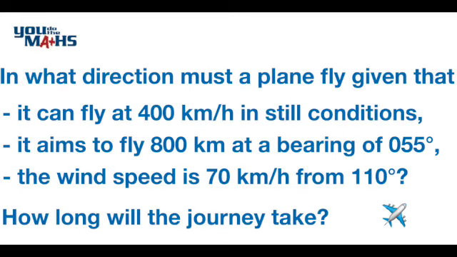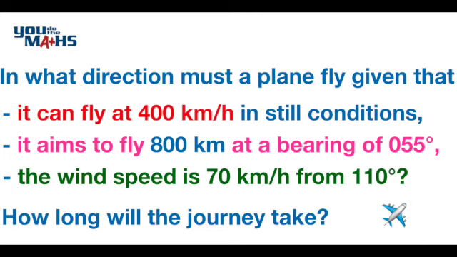It would be wise to pause here and have a read of the question yourself and see if you can isolate the key information. So what we know from this question is that without any effect of the wind, we've got a plane that can fly at 400 kilometers per hour. The first part of the question is asking us about the direction the plane must fly. So what's most critical at the moment is that we know it wants to fly at a bearing of 55 degrees. We'll use the distance of 800 kilometers later when we need to determine how long the journey will actually take. We also have a wind speed of 70 kilometers per hour from a bearing of 110 degrees, which will affect the direction that the plane needs to take.